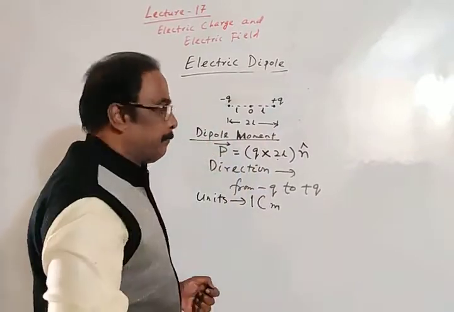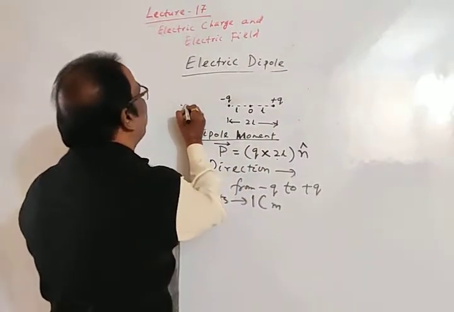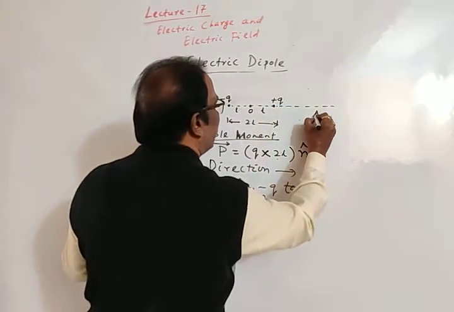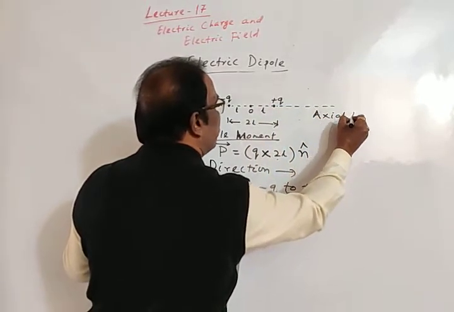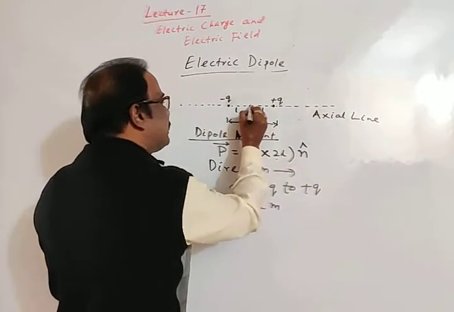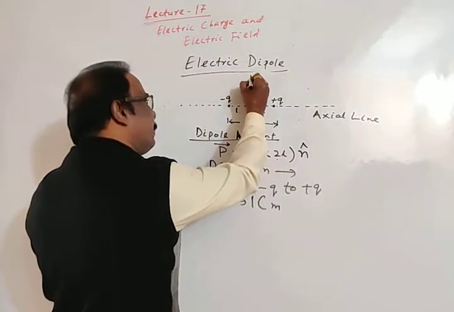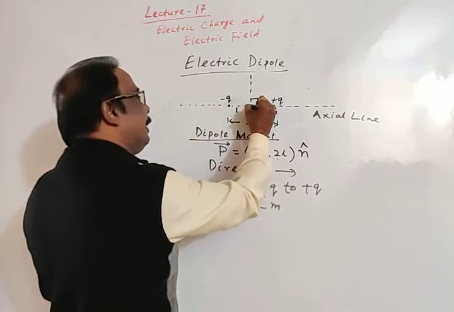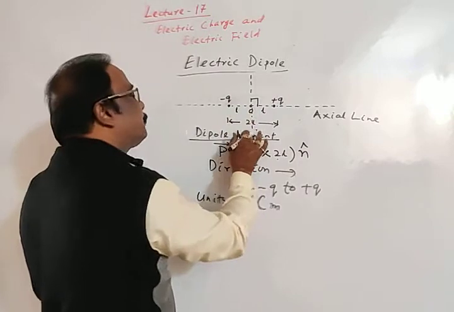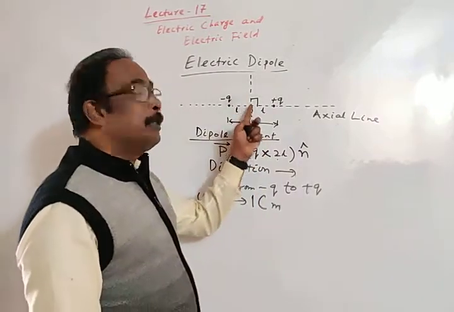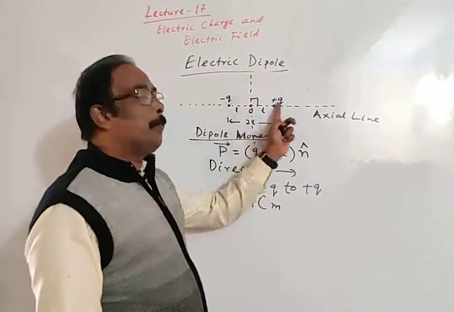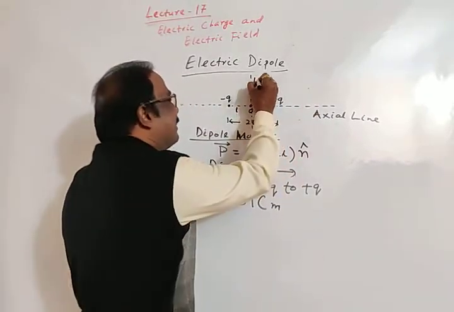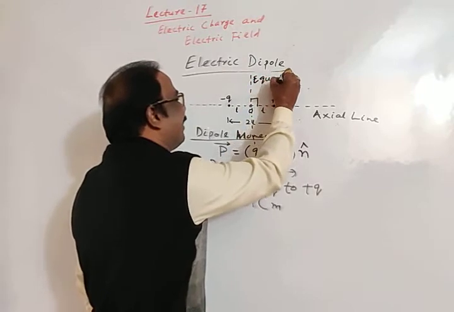See students, this is the straight line which joins two equal and opposite charges of a dipole. This straight line is called the axial line. This is the center of the dipole. Just draw a perpendicular. This is 90 degrees. This straight line passing through the center of the dipole and perpendicular to the axis of the dipole, or axial line of the dipole, is called the equatorial line.